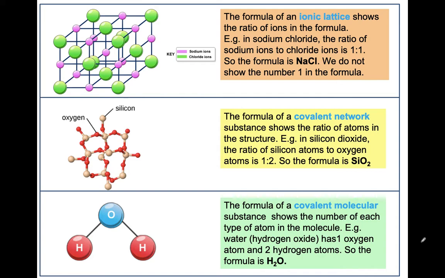For our covalent molecular substances, it tells us the number of each type of atom in the molecule. So instead of being a ratio this time, the formula of covalent molecular substances tells us how many of each atom you have in a molecule. So for example, we have water, which is H2O. So in 1 molecule of water, you have 1 oxygen atom and 2 hydrogen atoms.